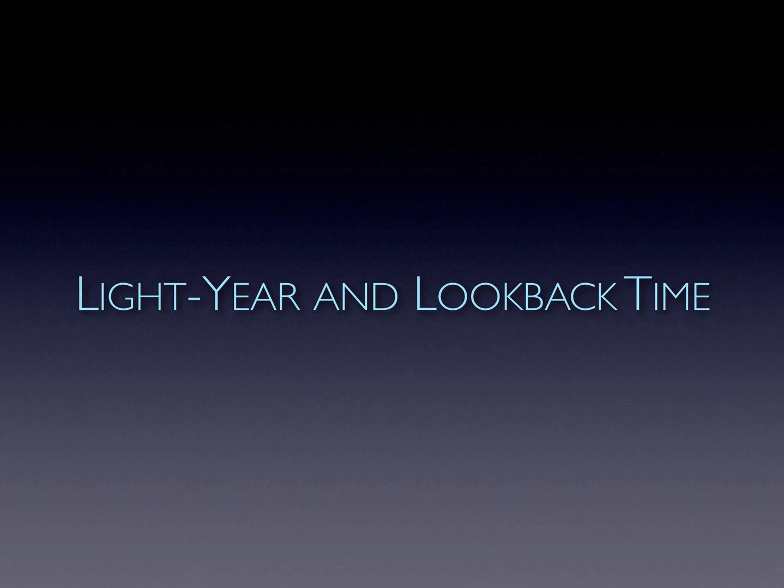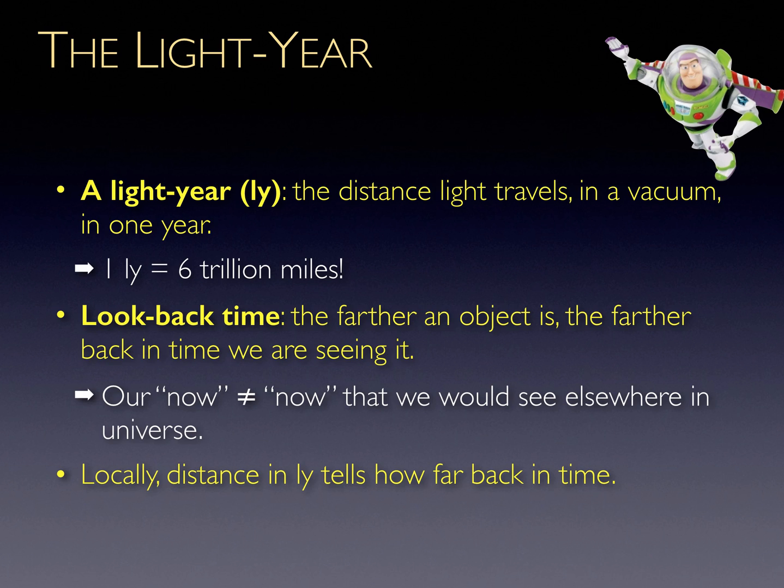This video covers the light year unit and the somewhat more interesting concept of lookback time. The light year is the distance light travels, through a vacuum, in 1 year. Space provides a pretty good vacuum, so this is basically the distance light travels through outer space in 1 year. In miles, this is a distance of 6 trillion miles.